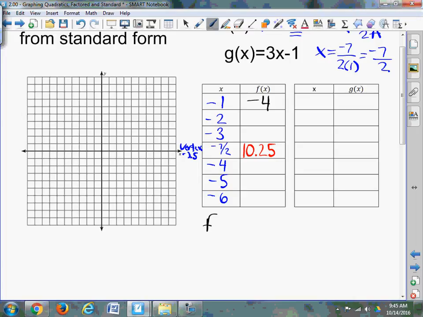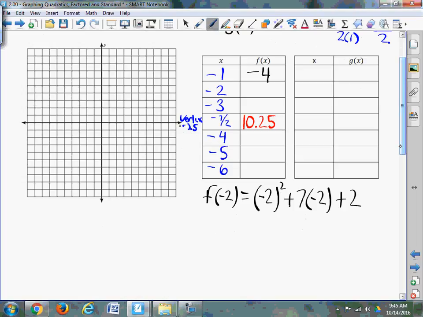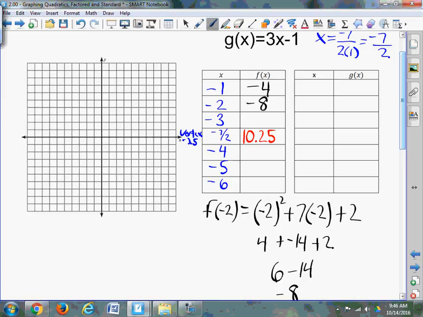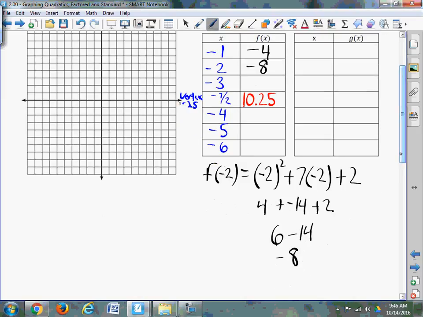So we have f of -2, which is -2 squared plus 7 times -2 plus 2. -2 squared is 4, because -2 times -2 is 4. 7 times -2 is -14. We still have plus 2. 4 plus 2 is 6. And 6 take away 14 is -8. All right, do the same thing for -3.